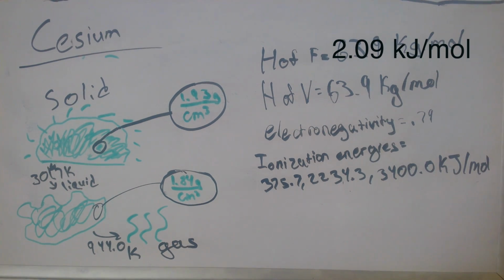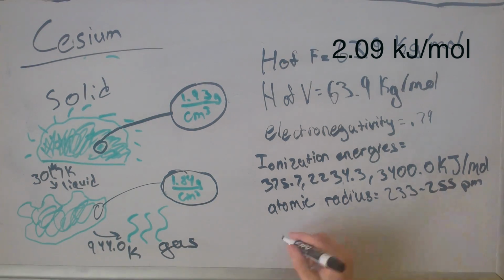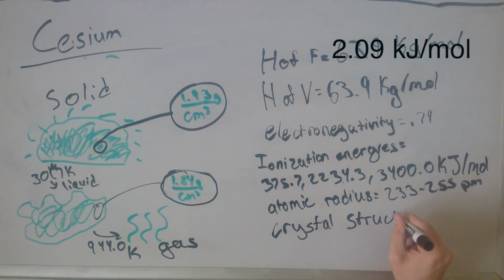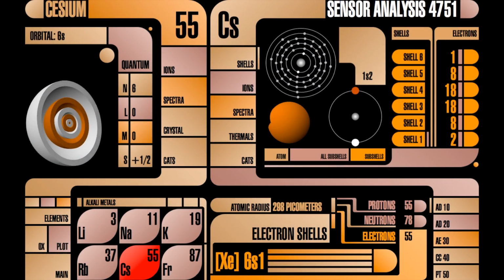The atomic radius is 265 picometers, which is larger than most common elements, but smaller than several others as well. The covalent radius is denoted as 233 to 255 picometers. The crystal structure of cesium is a body-centered cubic, as illustrated here.